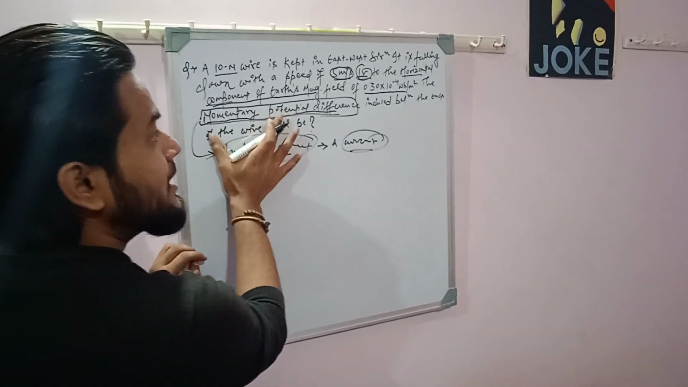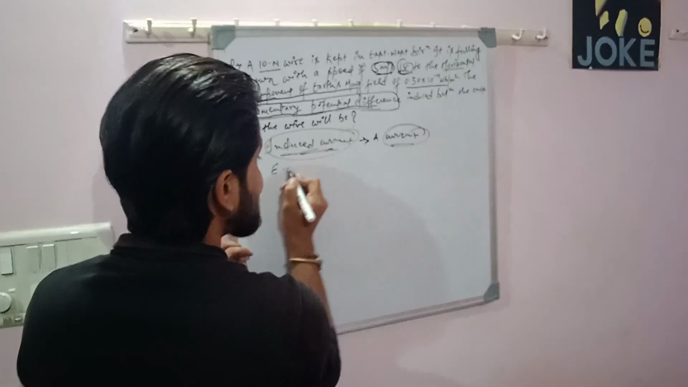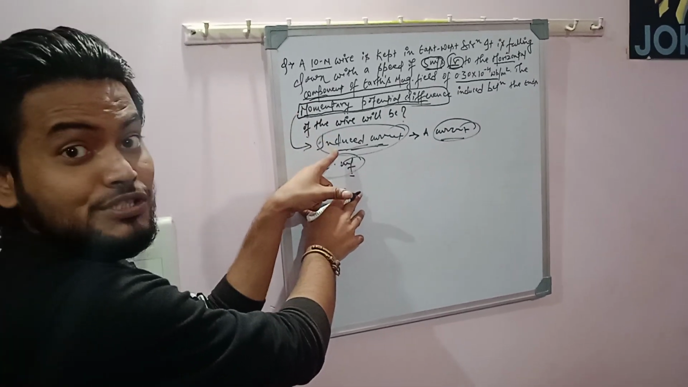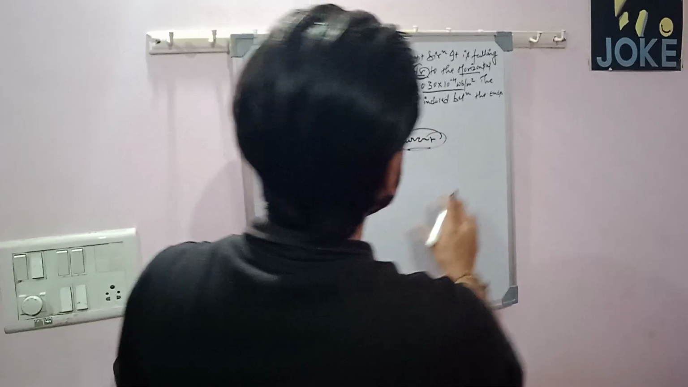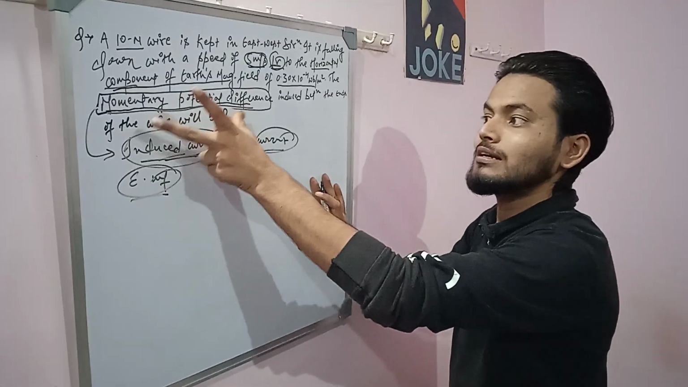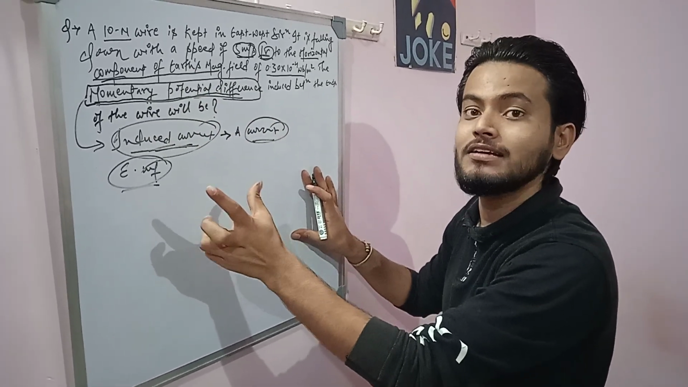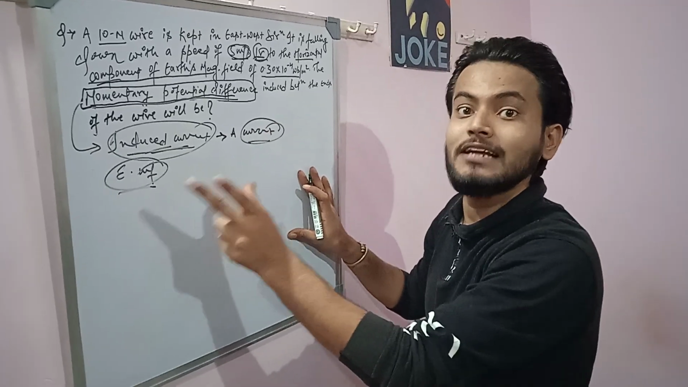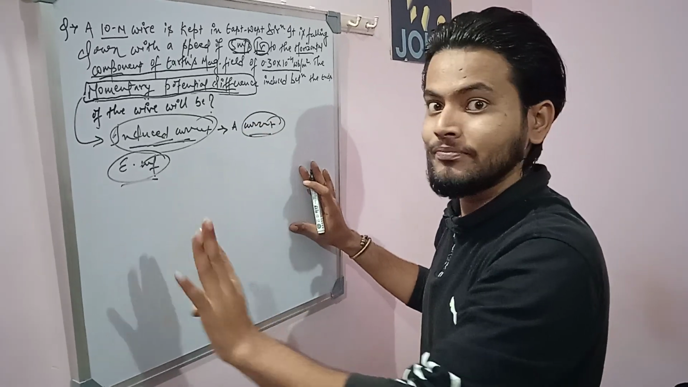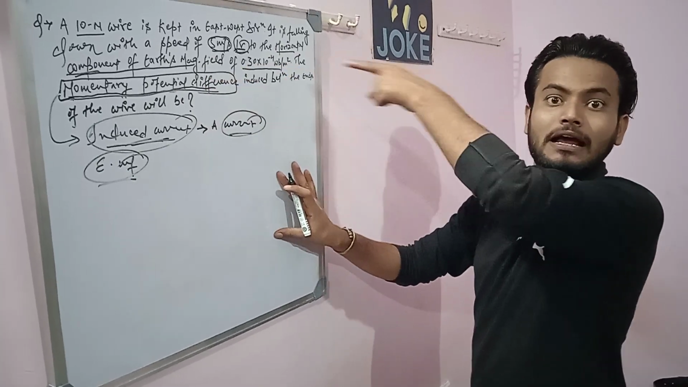So what we have to find is the momentary potential difference, which means we have to find the induced current, or else the EMF of that induced current. That is what momentary potential difference means: the induced current produced by the electromotive force. Got it? Now how will we find that induced current? According to the question, a 10-meter wire is kept in the east-west direction.